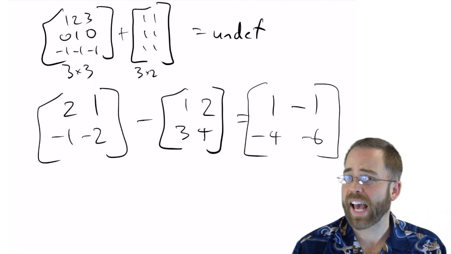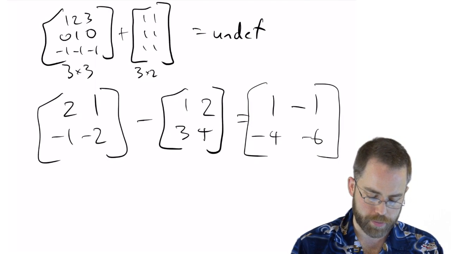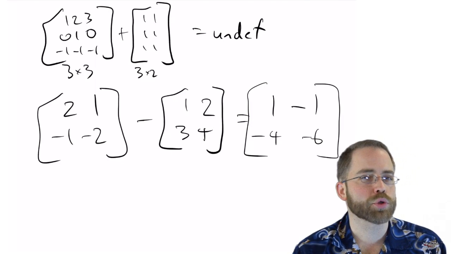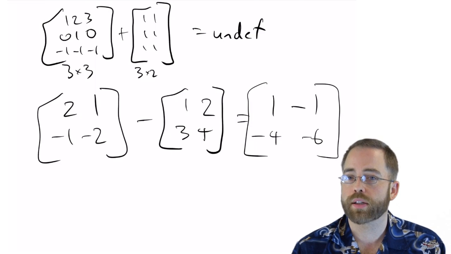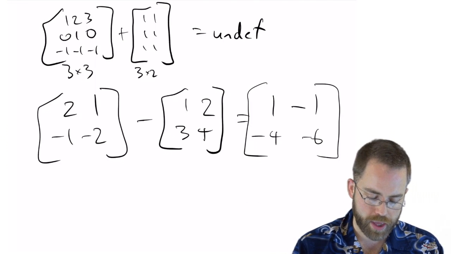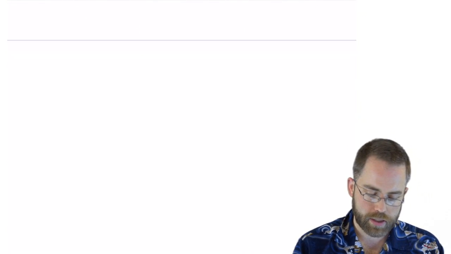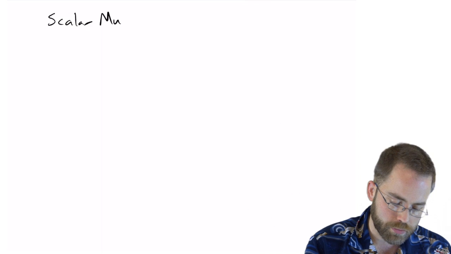So I think adding and subtracting are pretty straightforward, not anything that you have to worry about too much. And obviously, if subtracting like this works, then it must mean that putting multipliers out front, since subtracting is multiplying by negative one and then adding, must behave in a pretty standard way. What this is called is scalar multiplication.